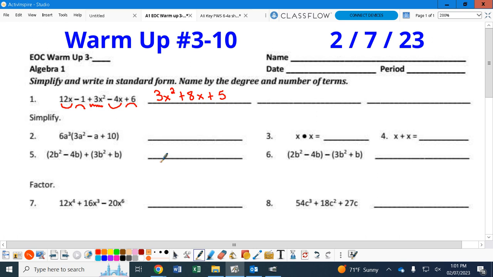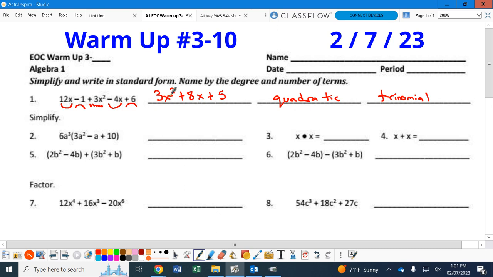What would this one be called based on its degree and the number of terms? Quadratic trinomial. We'll talk about why. Hold on, but let me write it down. Quadratic trinomial. Now remember, quadratic trinomial, the first thing, quadratic comes from the one with the highest power.